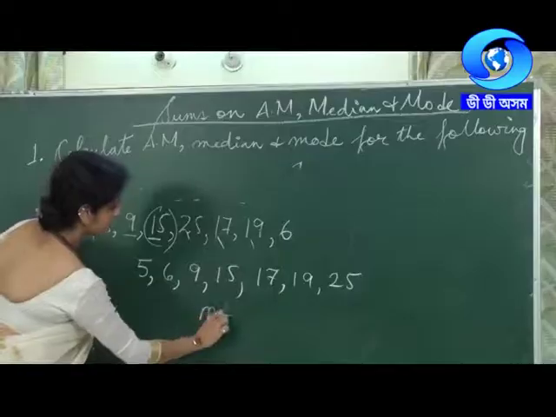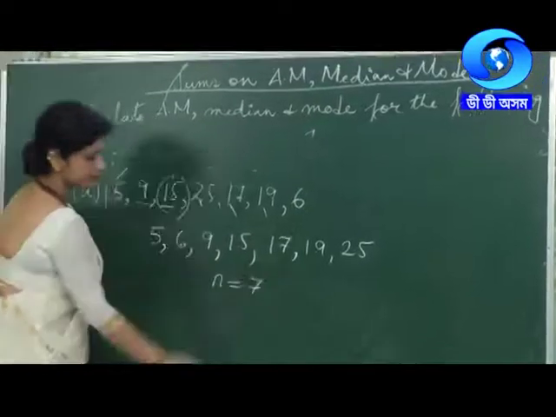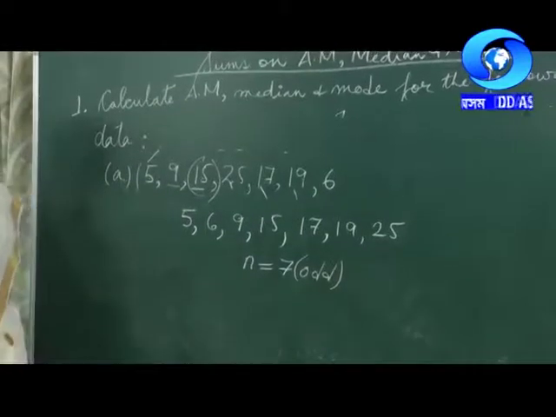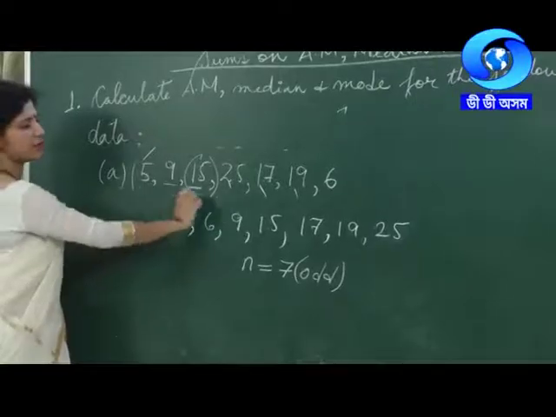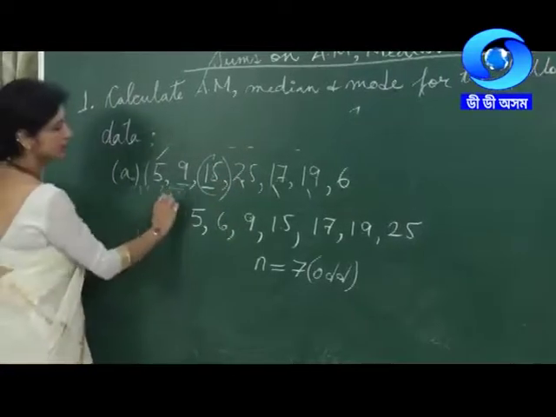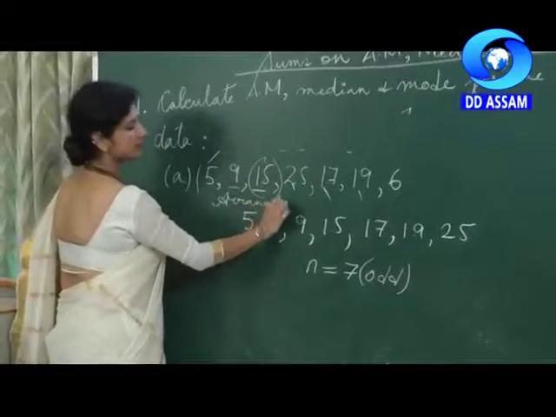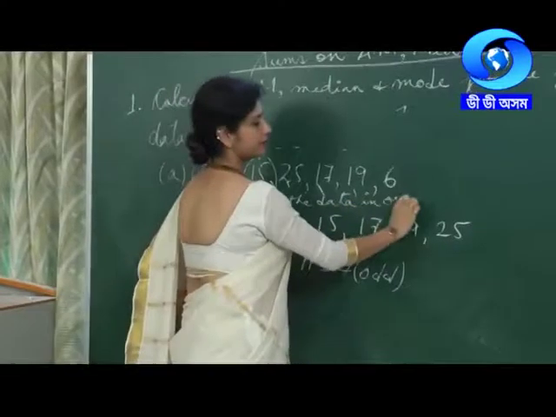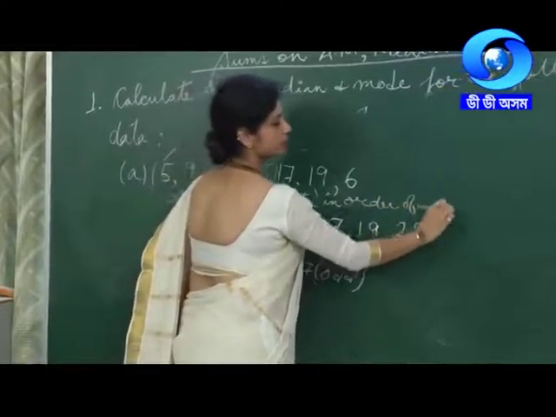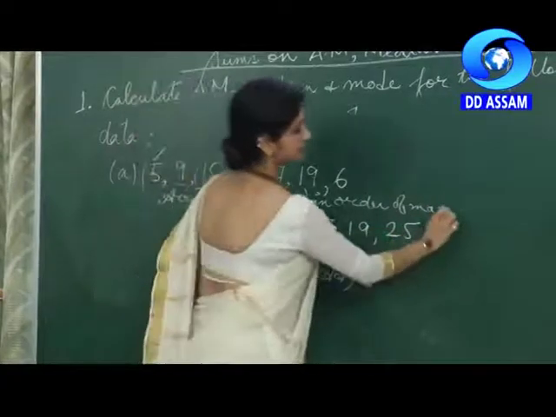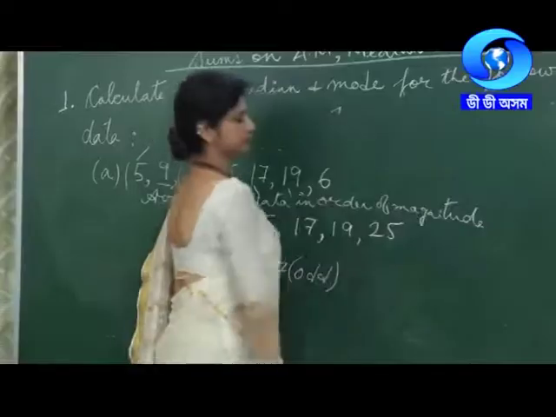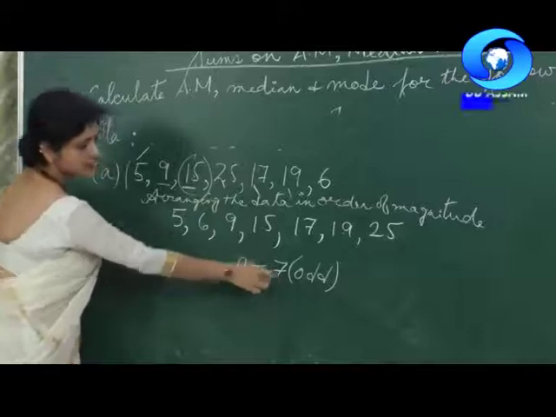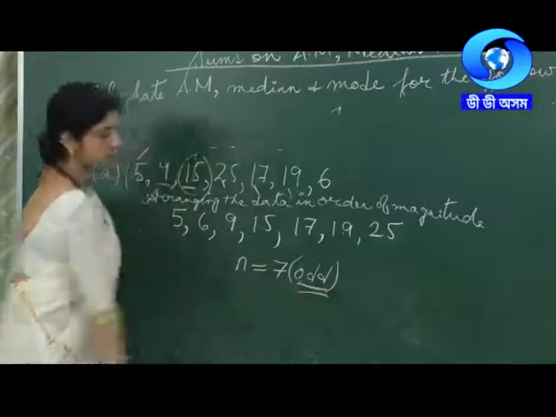So how many values are there? n is equal to 7, which is odd. All right. So this is our first step, but we should write: arranging the data in order of magnitude. This is important. Please write this. Okay, now we have arranged the data. We have also found the number of observations, and we have found it to be odd.